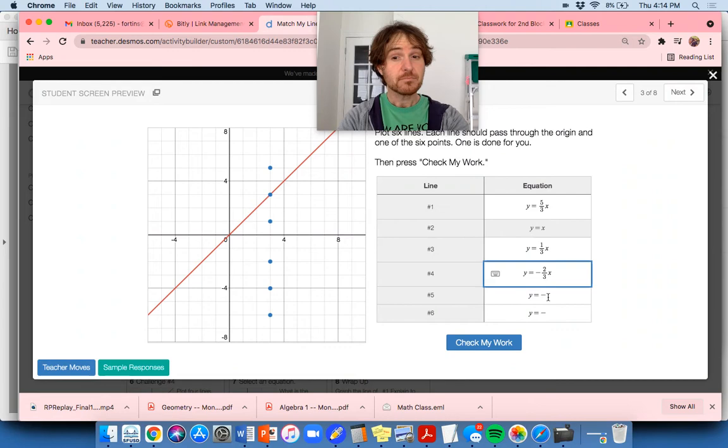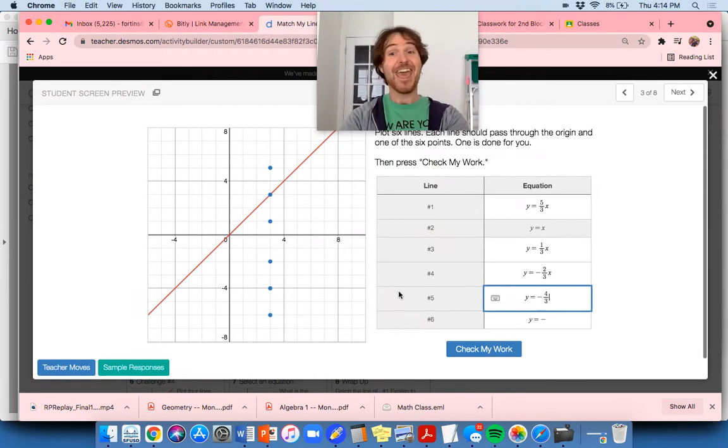Okay, starting equation number 5, that is. We want to go through this one potentially. So down 4 over 3. So minus 4 over 3 x. Okay, and then you don't need to put plus 0 there, right? Just leave it as is. It's going to go through the origin if you don't see your y-intercept listed there in the equation.